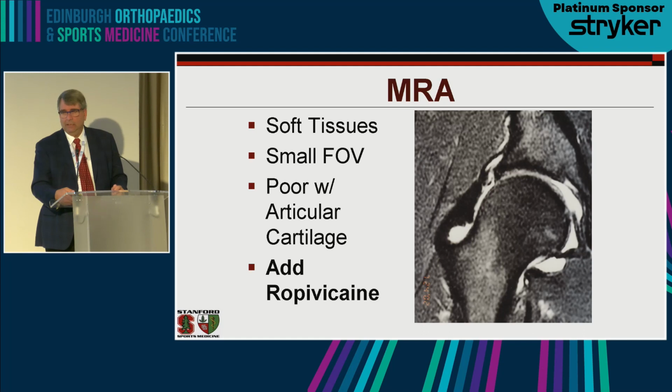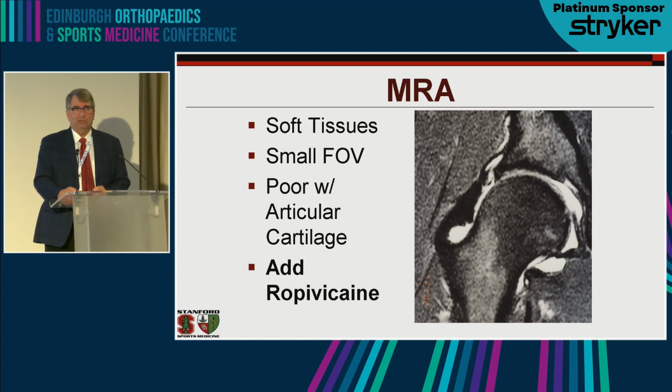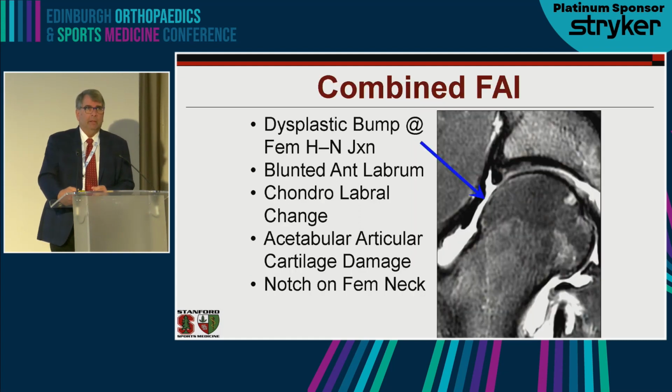The key is that I don't tend to use gadolinium in our MRIs as our contrast. I tend to use ropivacaine, because the incidence of asymptomatic labral tears is up to 60 to 80% of asymptomatic individuals. So I want to know, is there pain coming from inside the joint or not? So I have them get ropivacaine, and then they get tested with an impingement test pre and post. And if they get significant pain relief, then I can feel pretty comfortable that their pain is actually truly intra-articular.